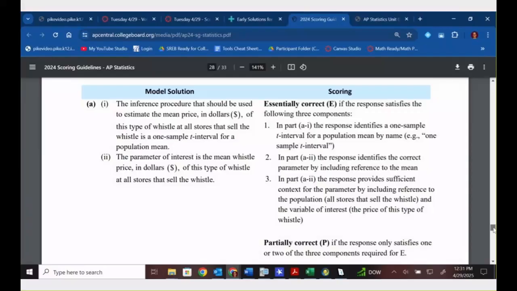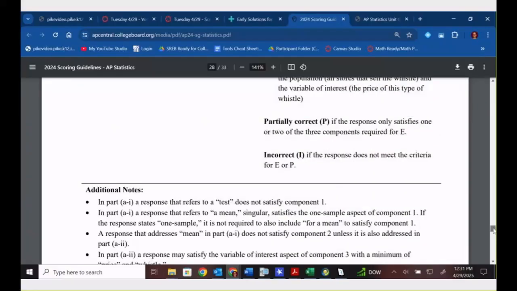Okay. All right, does anybody else need help scoring this section before we go on and look at B? Part B.